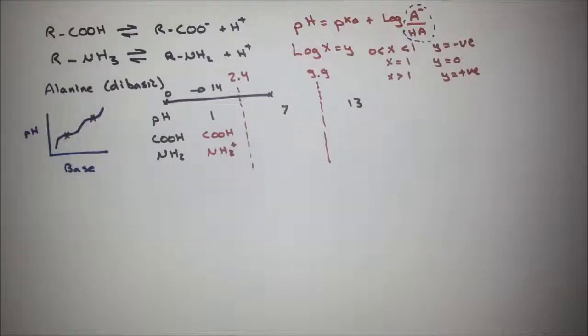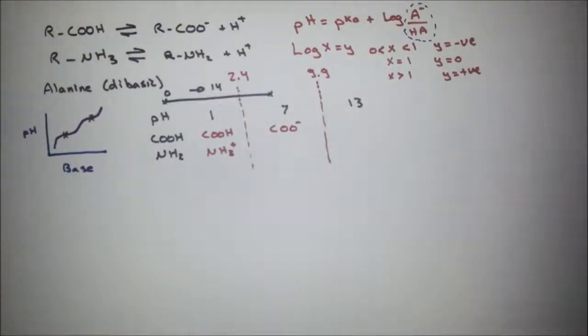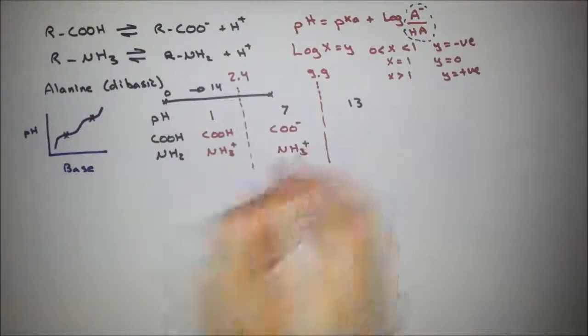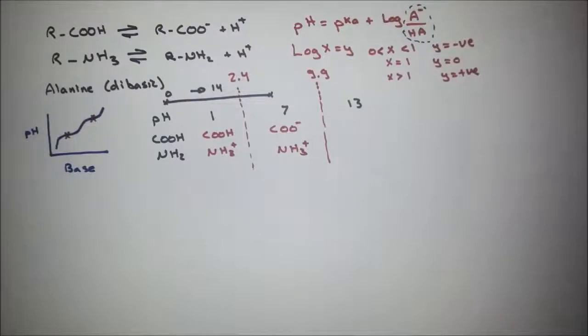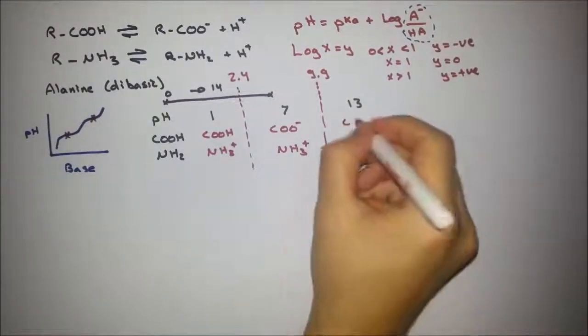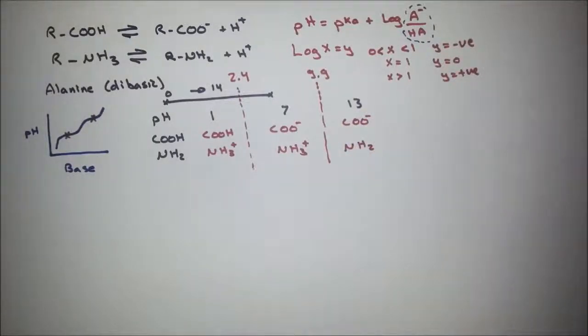So when the pH exceeds the pKa of the carboxylic group and rises up to 7, we'll have the deprotonated form of this group. But the amine group will stay in its protonated form since the pH of the medium is still below its pKa, which is 9.9. I guess it's easy enough for you to predict what will happen when the pH rises up to 13.